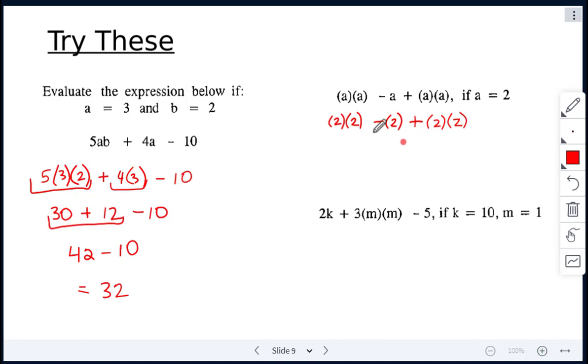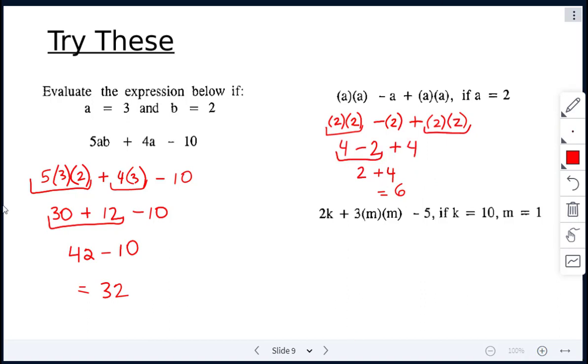This is a 2, kind of looks like a Z. So that gives me 4. I'll multiply that out. Then I do minus 2, and then I'll multiply this out. 2 times 2, which is again 4. All right, so doing my steps here, one at a time. 4 minus 2 is 2, and then plus 4, which gives me 6.